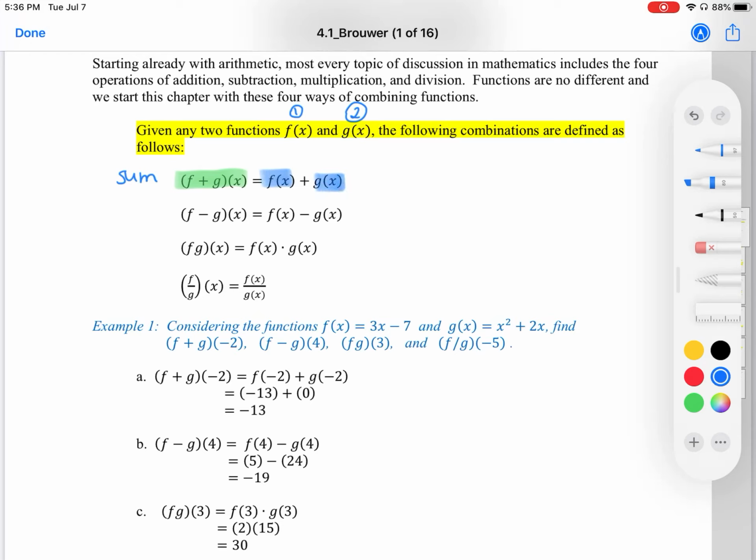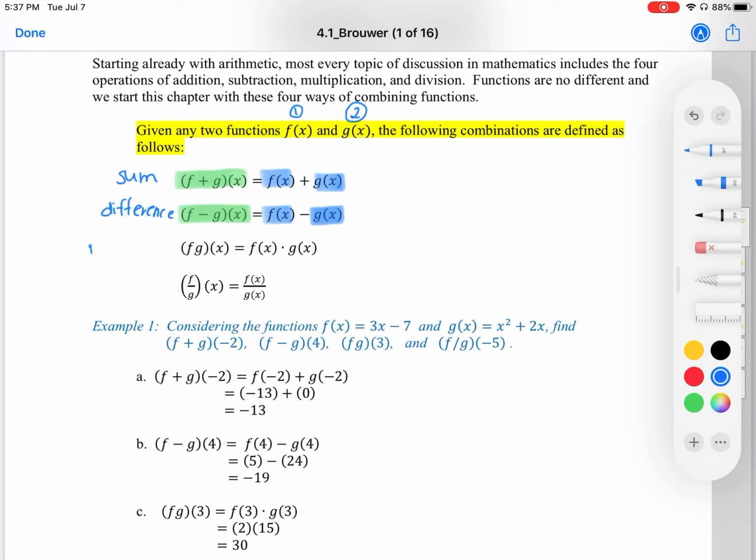We also have our difference, which is just subtraction, and same idea. Essentially, this is our shorthand that we're taking function f and subtracting function g. And what we're doing is taking function f of x, writing a subtraction sign, and then writing your function g of x, whatever it may be.